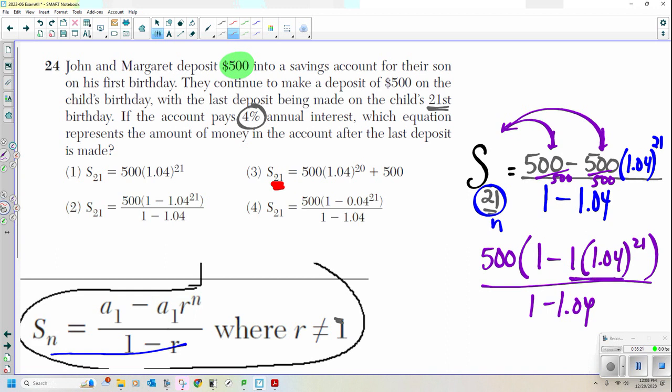And of course, 1 times anything is itself, so we really don't need the 1 right here. Look at that. That's the answer. That's choice 3.